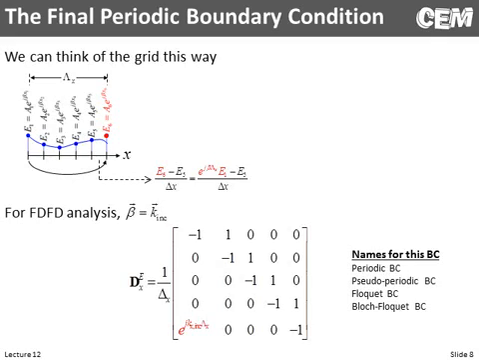There are a lot of different names for this. Sometimes you'll hear it called just a periodic boundary condition. I don't know if I like calling it that, since it's not truly periodic. You might hear it called a pseudo-periodic. Probably the best term for this is a Floquet boundary condition, or a Bloch-Floquet boundary condition. This is to remind us that we're using Bloch's theorem and the theory of periodic structures in order to implement that periodic boundary condition.